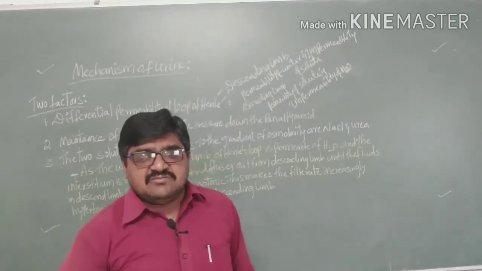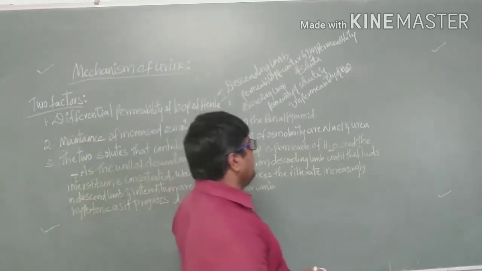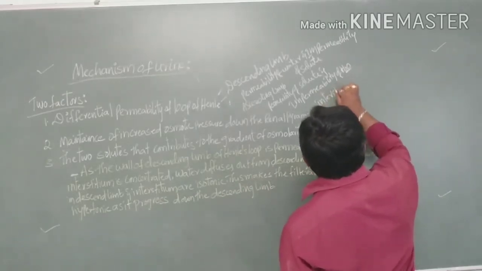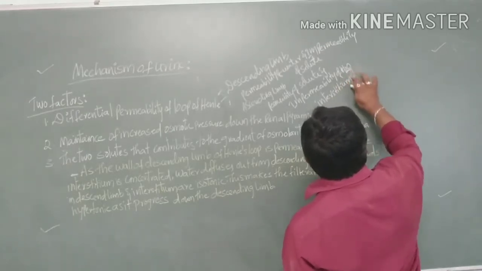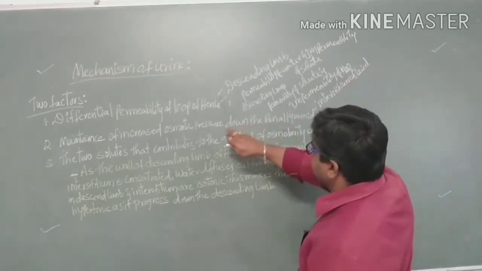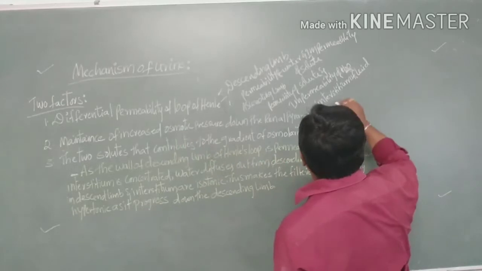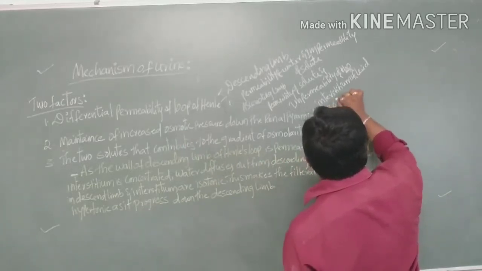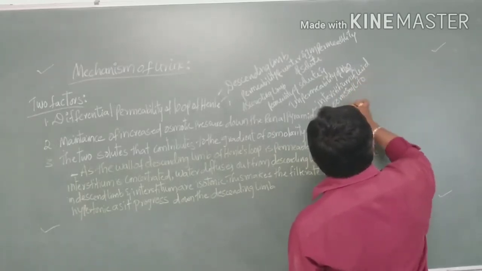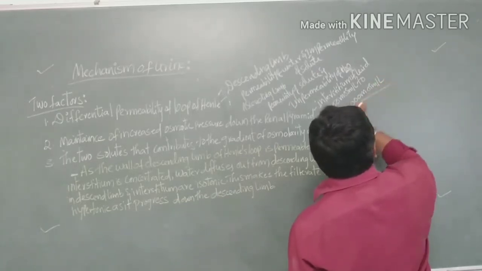So the osmolality of the interstitium of the nephron, the interstitium of a renal pyramid, is increased. The osmotic pressure down the renal pyramids is increased from 300 milliosmoles per liter to 1200 milliosmoles per liter.